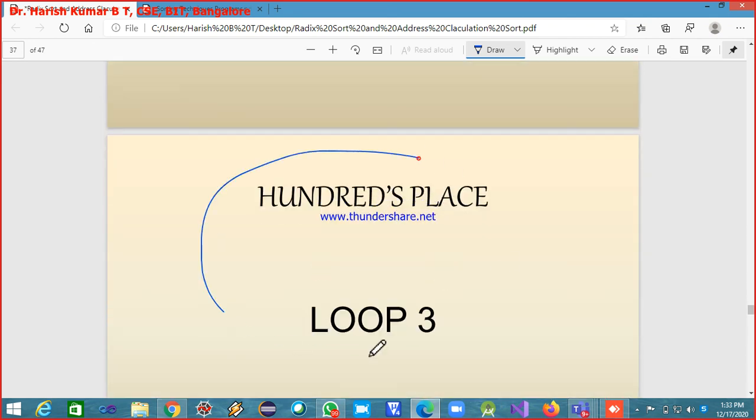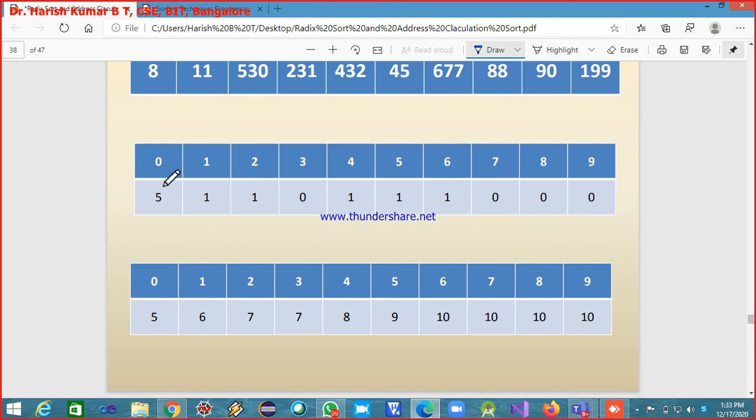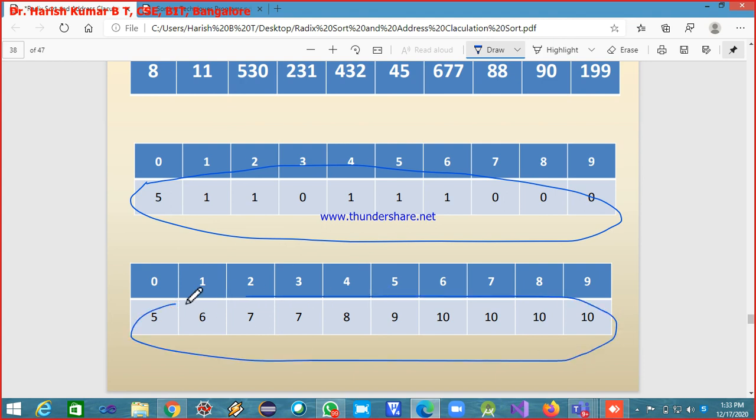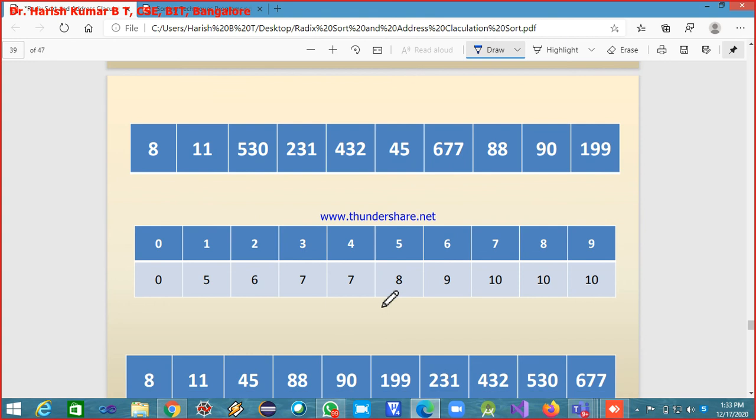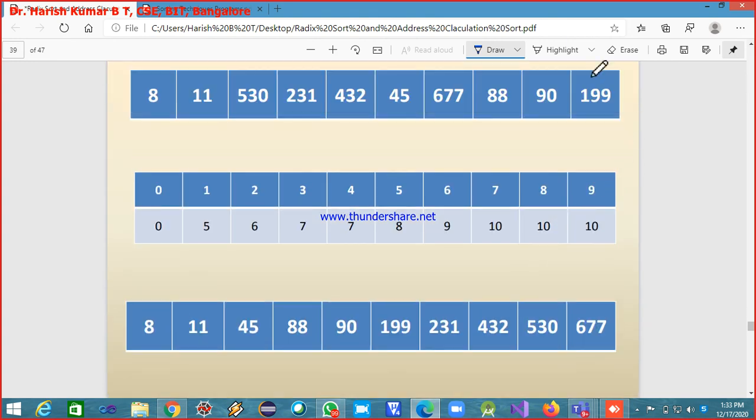Now we are going for tracing based on the 100th place. So 100th place, as usual, this is the count I get, and this is the cumulative count we are getting. Then we go for sorting it based on the 100th position. So just observe now. So 199. Okay, 1 is the digit. Let me go to 1. So this gets decremented, so this is not 5, it becomes 4. That means 199 takes the position 4.